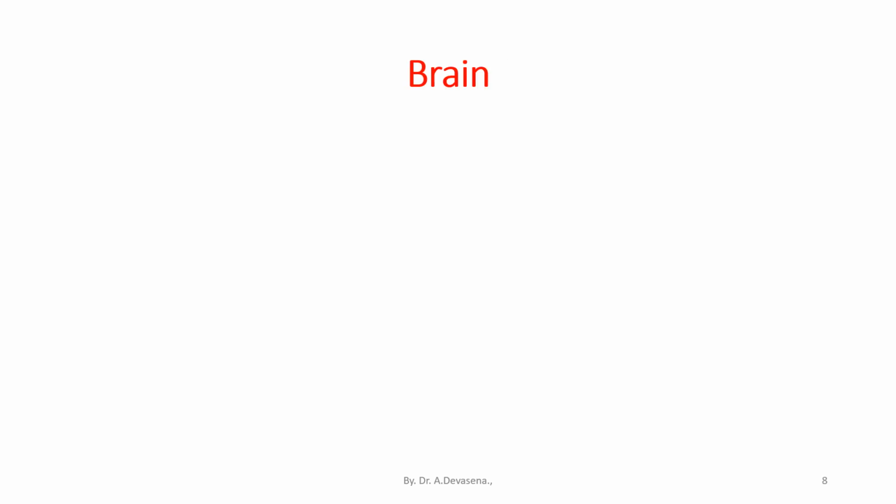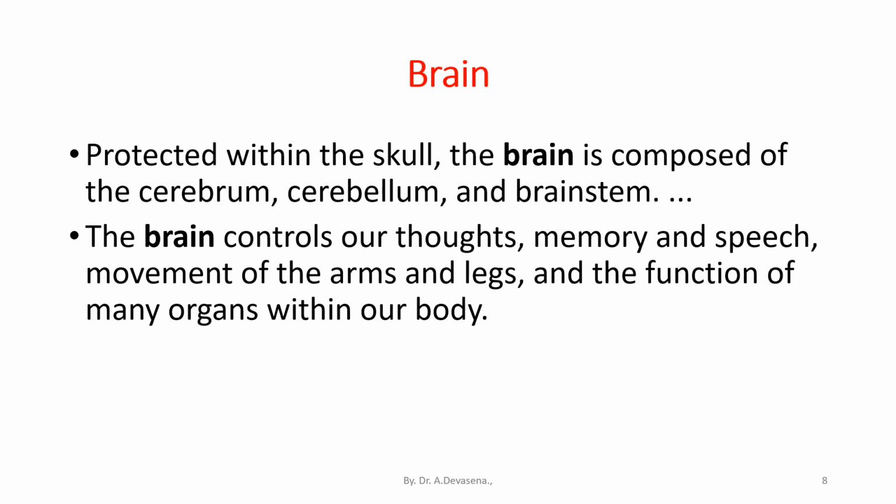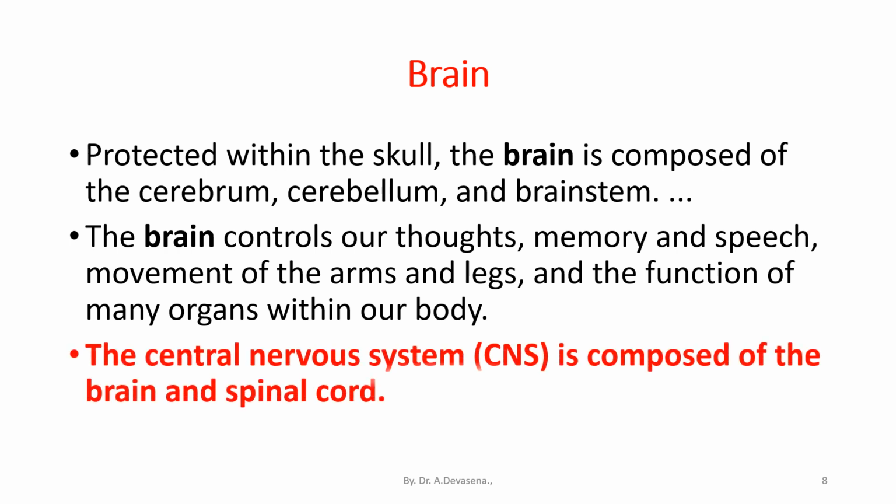Let's start discussing the overview of the brain. Protected within the skull, the brain is composed of cerebrum, cerebellum and brainstem. The brain controls our thoughts, memory and speech, movement of the arms and legs, and the function of many organs within our body. The central nervous system, also known as CNS, is composed of the brain and spinal cord.